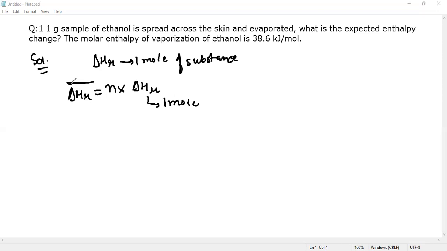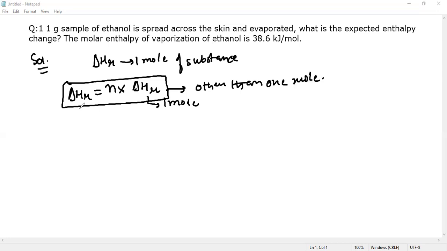So this is a new formula, you can say, to calculate the enthalpy change for substances which are other than 1 mole. So I will write: other than 1 mole. This is the enthalpy change, this is the amount of substance, and this is the molar enthalpy change, delta H, for 1 mole of substance.